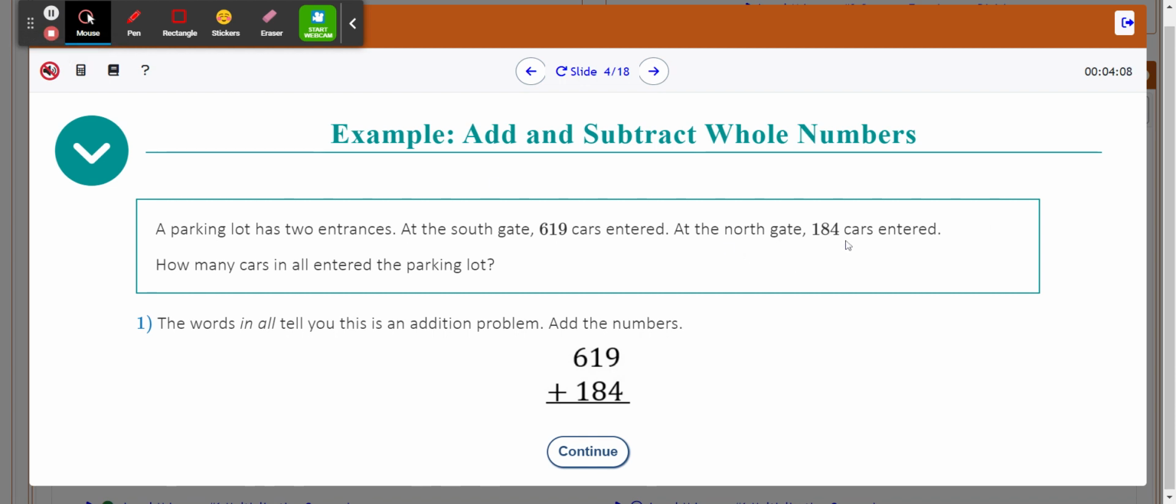Our first problem reads, a parking lot has two entrances. At the south gate, 619 cars entered. At the north gate, 184 cars entered. How many cars in all, there's our key word, how many cars in all entered the parking lot? So in all is telling us this is an addition problem. So we're going to add 619 and 184.